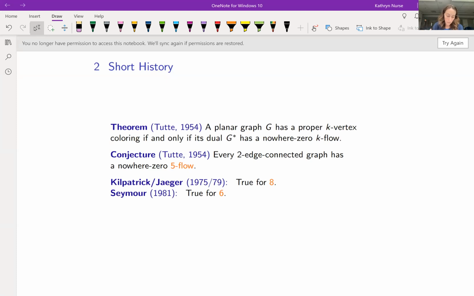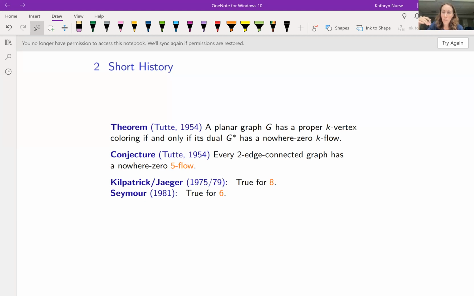He also made his 5-flow conjecture there. The conjecture is that every 2-edge connected graph has a nowhere zero 5-flow. At the time he made that conjecture, it wasn't known for any constant value, so he also had a weak 5-flow conjecture. That weak 5-flow conjecture was proved by Kilpatrick and Jaeger in 75 and 79. They showed that every 2-edge connected graph has a nowhere zero 8-flow. They did this by bumping up the connectivity, which you get for free, to 3-edge connected.